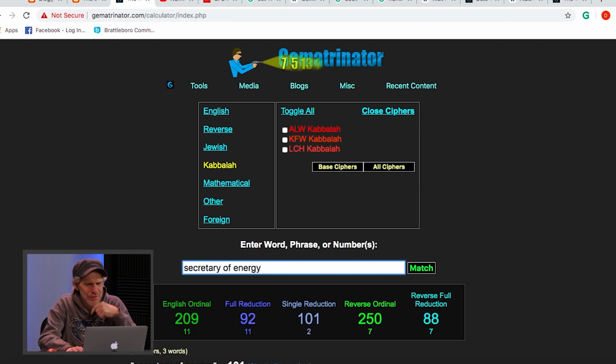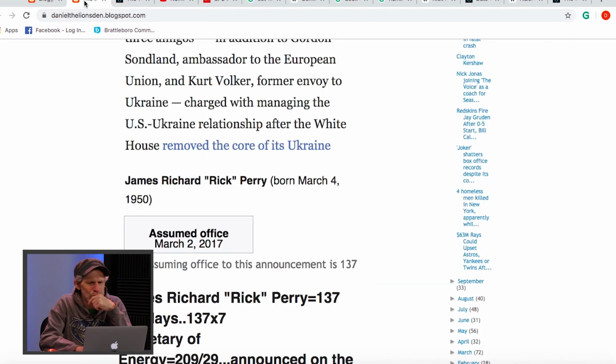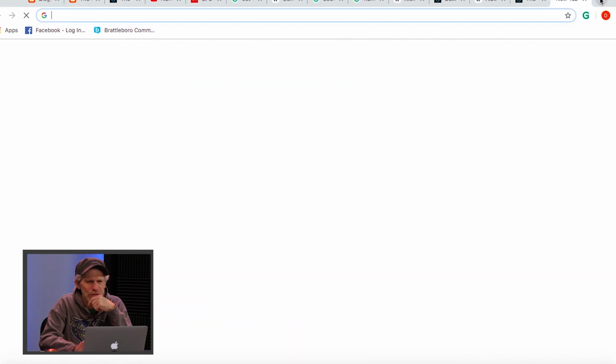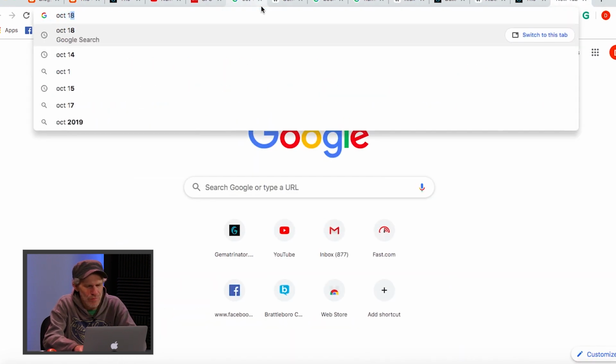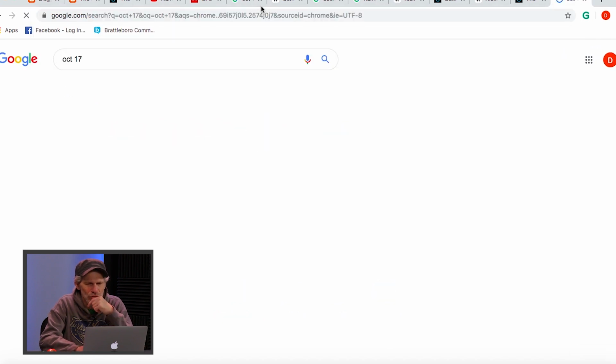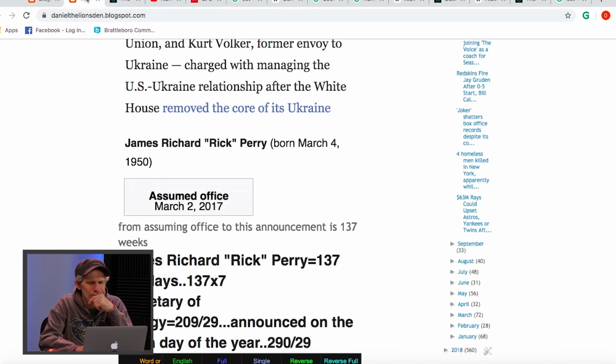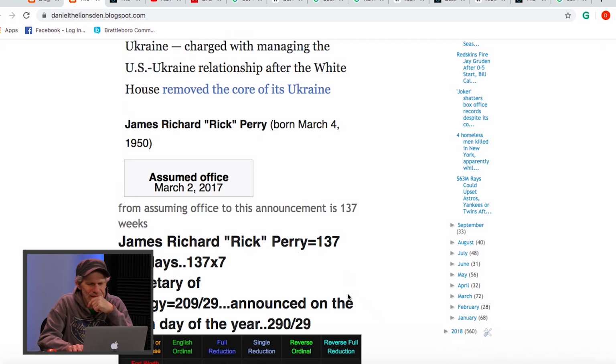Secretary of Energy, 209. And that is interesting because 209 is like 29. He announced on the 290th day of the year. 290 is like 29, October 17th, if you can just go and verify this. October 17th is the 290th day of the year, 75 days remain. See that? So he's the Secretary of Energy, announcing on that day.